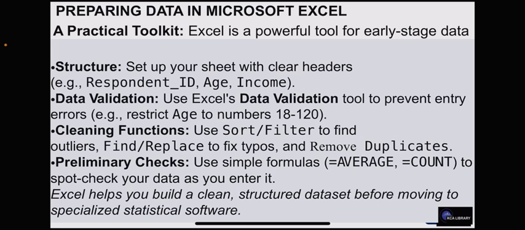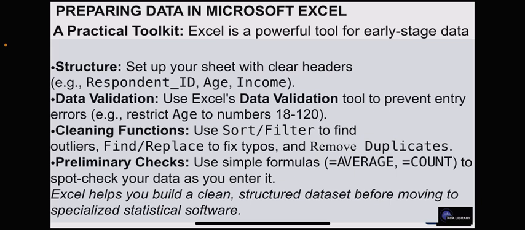A practical toolkit is Excel, which is a powerful tool for early stage data. For the structure, you set up your sheet with clear headers. The headers should be very clear, so that it is very easy for anybody to understand when they pick your work up. It could be, for example, respondent ID, respondent age, or respondent income. Something just clear as headers.